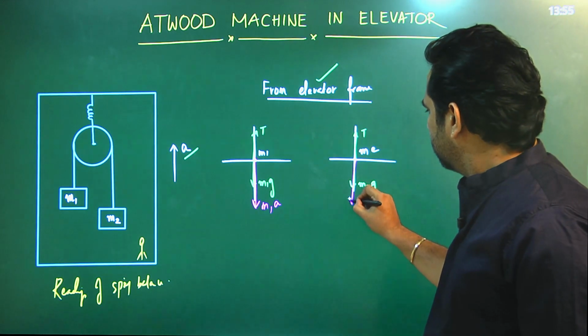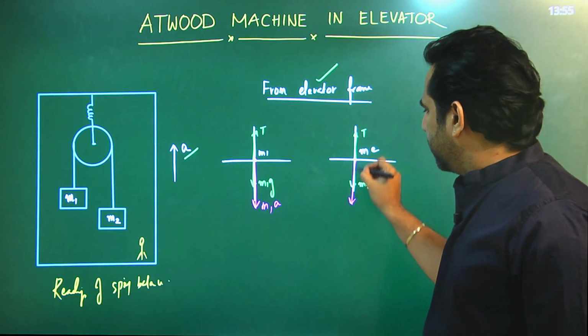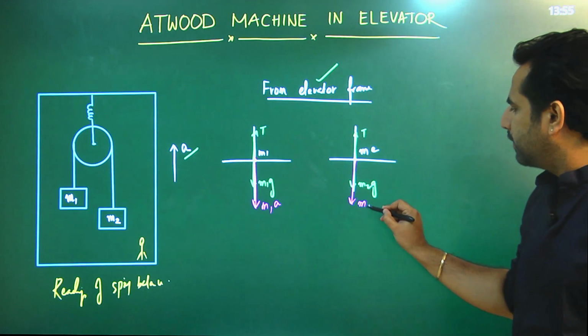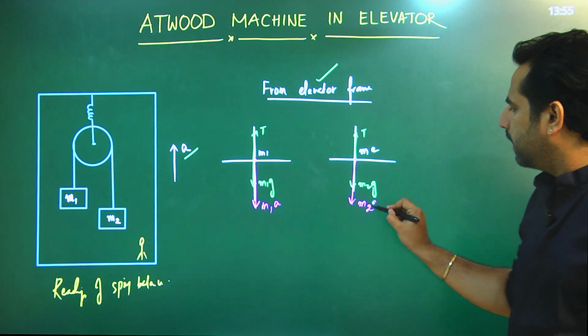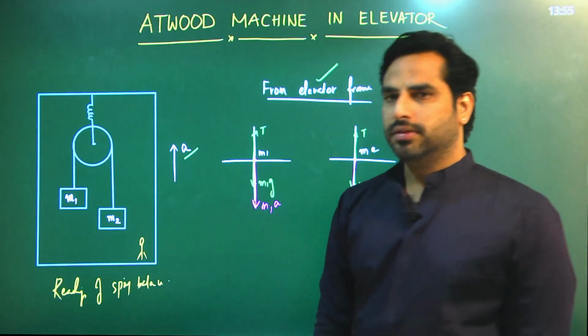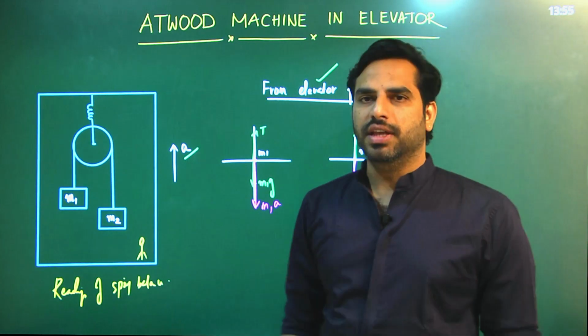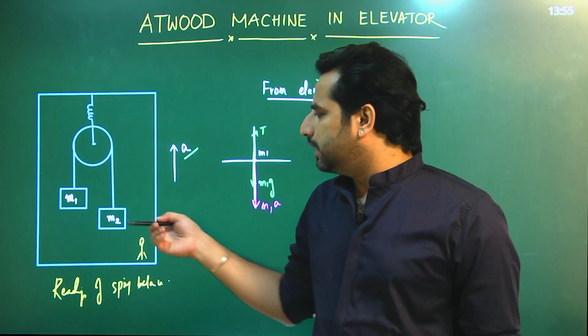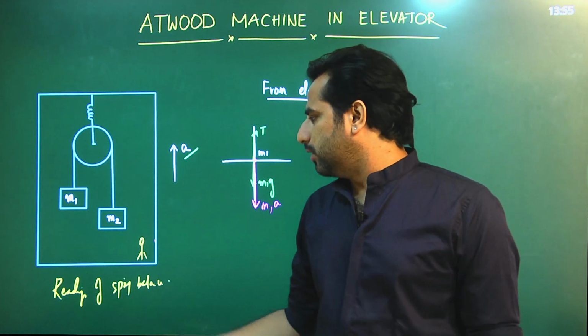Similarly here, direction is opposite to the direction of acceleration of the frame of reference, magnitude is mass of the system, which is M2, and acceleration of the frame of reference, that is a. Now as you see from the elevator, M1 and M2 are not at rest, they are accelerating. They have acceleration with respect to the elevator and with respect to the ground also.